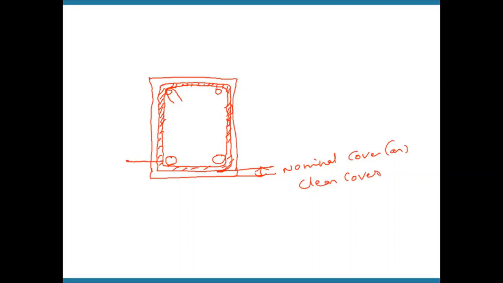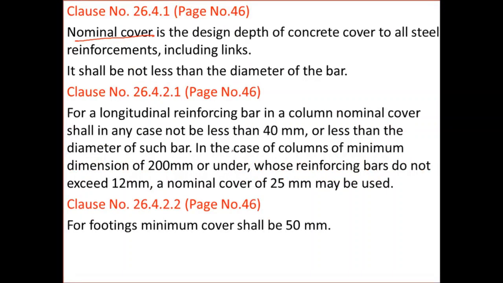Then if you take it to the centroid of the reinforcement, it is called effective cover. Hope the difference is clear. Effective cover means you take it to the centroid of the reinforcing bars, whereas nominal cover is the cover to all the reinforcing bars in the beam cross section. Nominal cover is the design depth of concrete cover to all steel reinforcement including links.